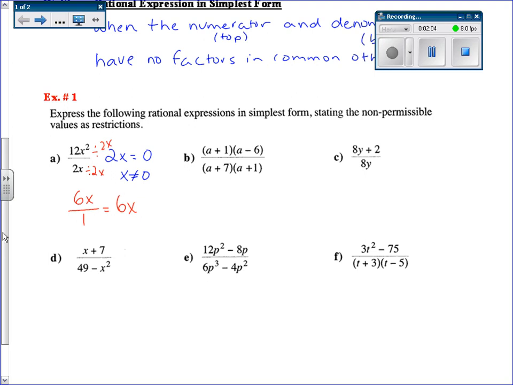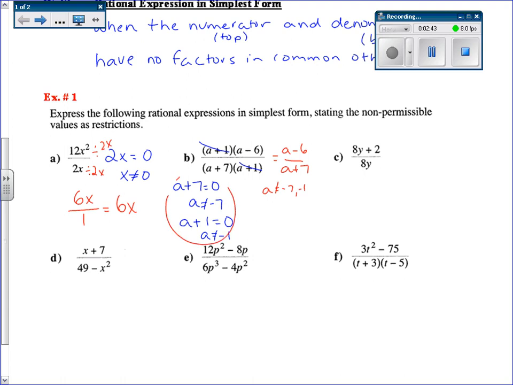Non-permissible values first. So a plus 7 equals 0, so a cannot equal negative 7, and a plus 1 equals 0, so a cannot equal negative 1. Okay. And then we look at what's common. So we have an a plus 1 in the top and an a plus 1 in the bottom. So we're going to cancel those out, and then this can just be written as a minus 6 divided by a plus 7. And you can write this way: a cannot equal negative 7 or negative 1. Or you can just leave it the way that we did here.